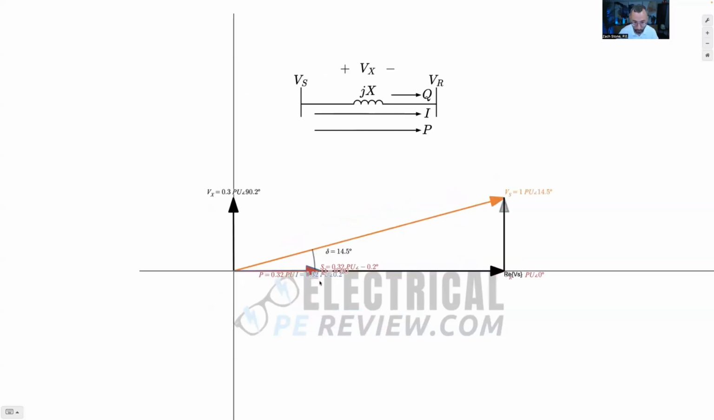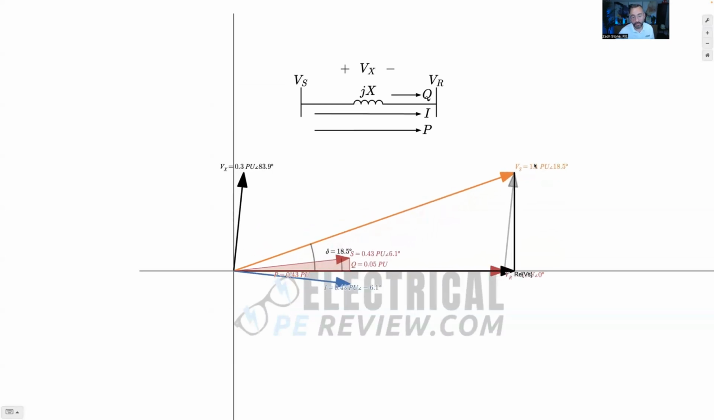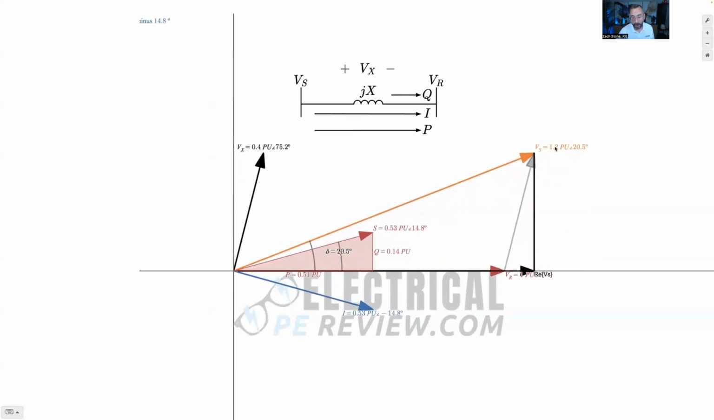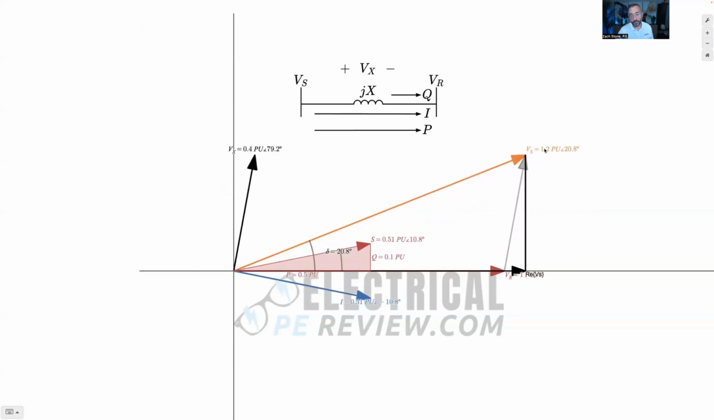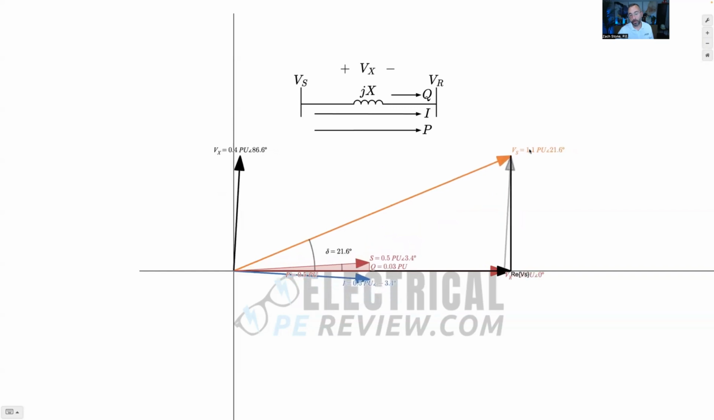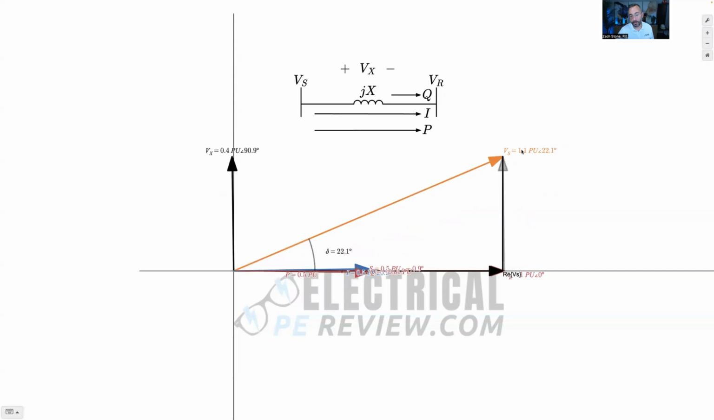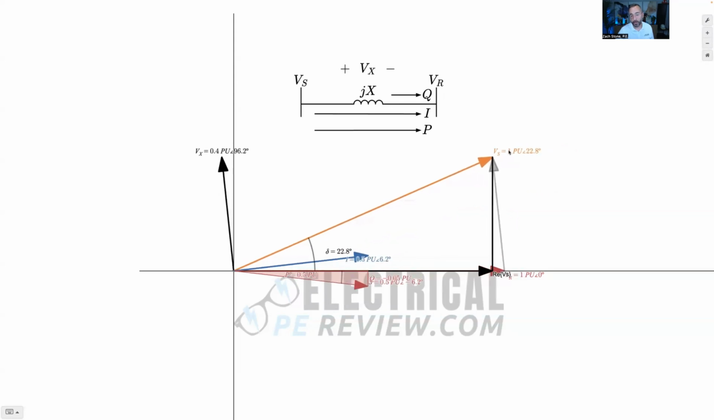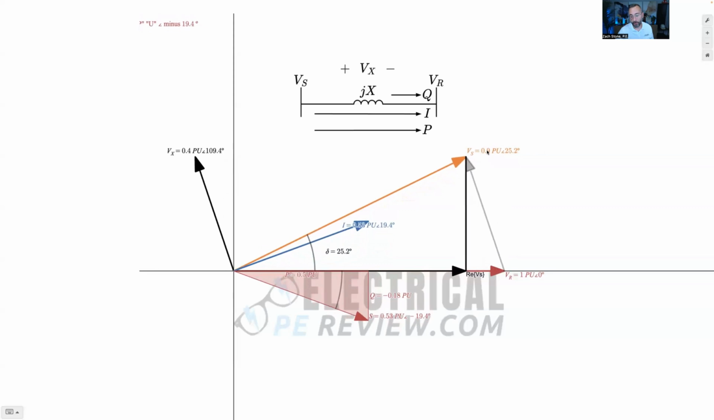And then one more thing here. Here's all of the variables. Look, you can see how everything interacts, right? Look at that. As Q decreases, if Q is equal to 0, the current and the receiving voltage are going to be in phase because it's a resistive load is what that means. 100% resistive load. So here you can see how everything interacts together.